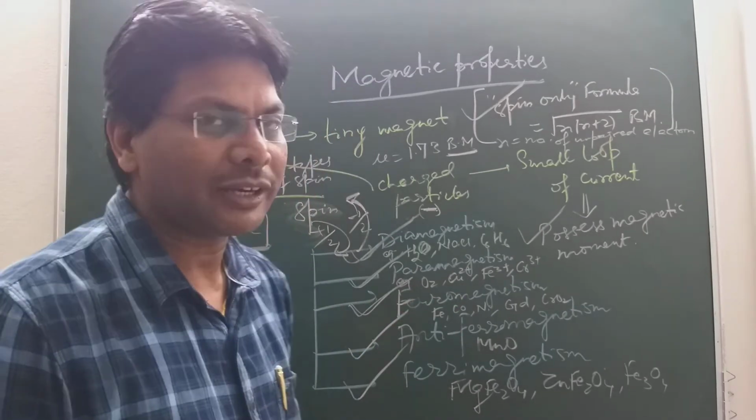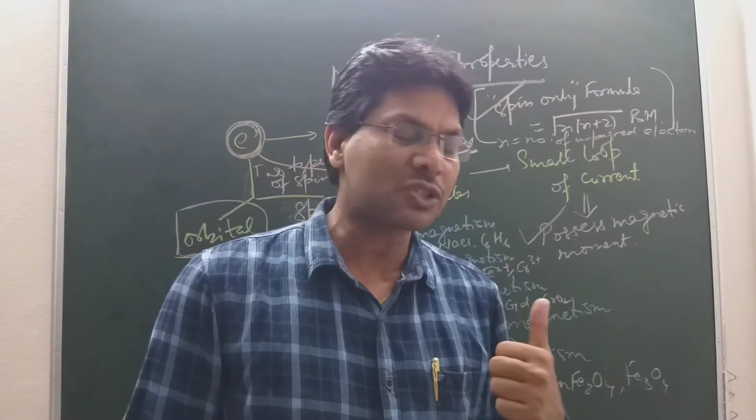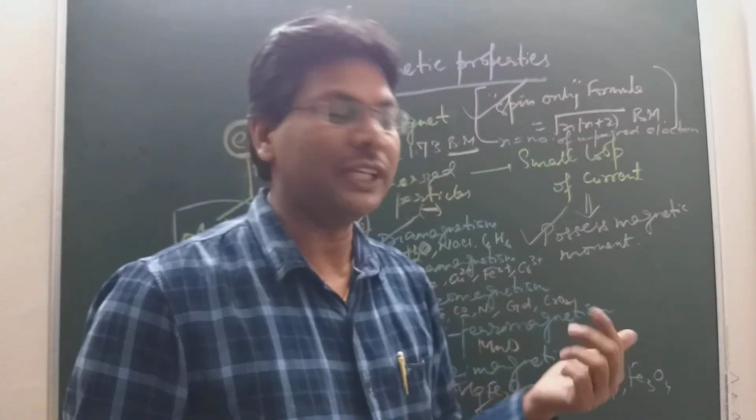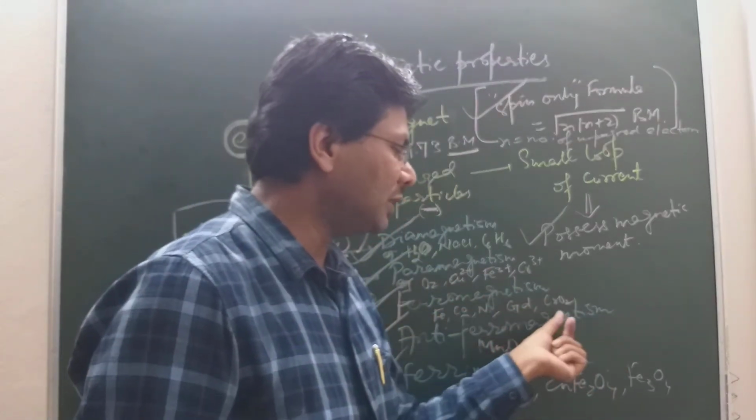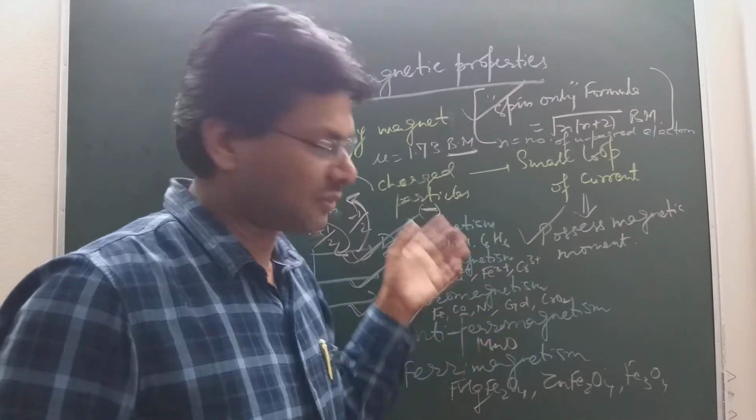Now coming to ferromagnetic substances, these are permanent magnets. They are magnetized permanently, they are very strong. You can remember the trick: Fe, Co, Ni, Gd, CrO2. So these are the substances which are ferromagnetic. This question is generally asked from this topic.